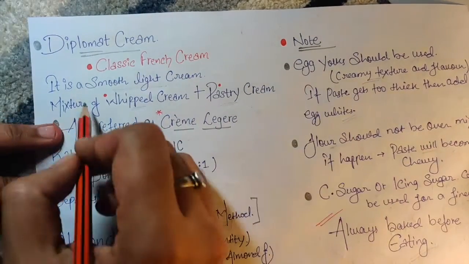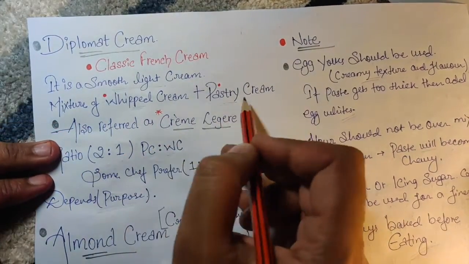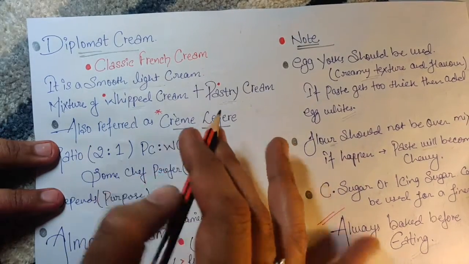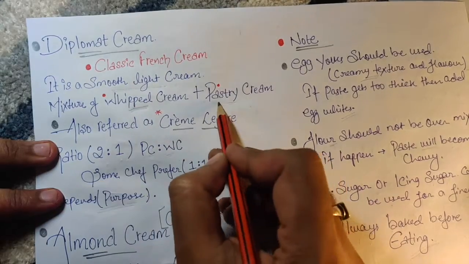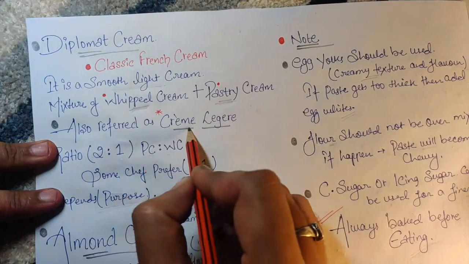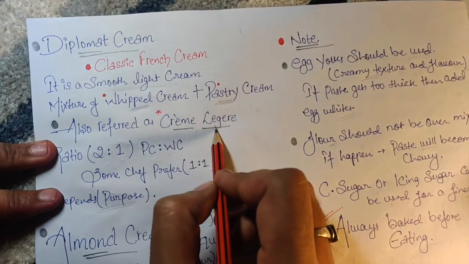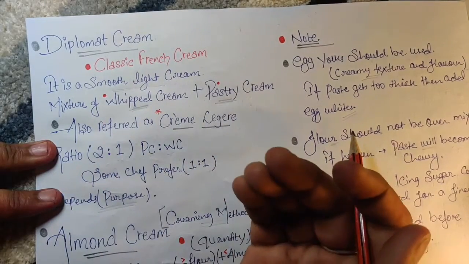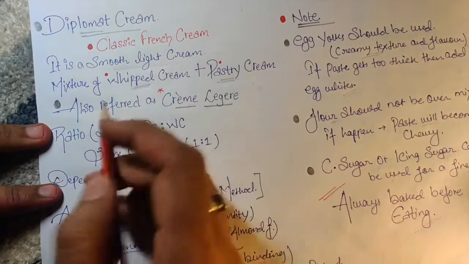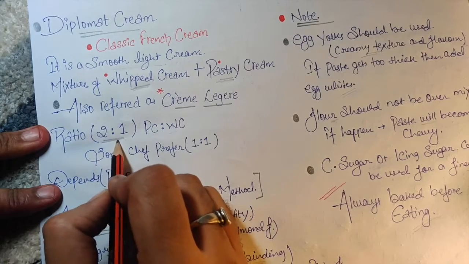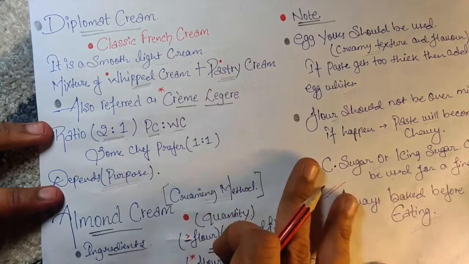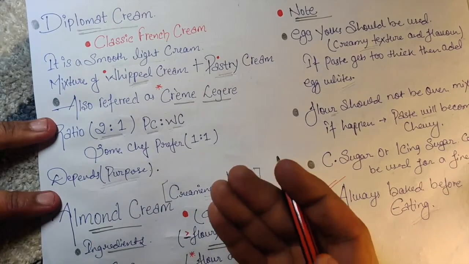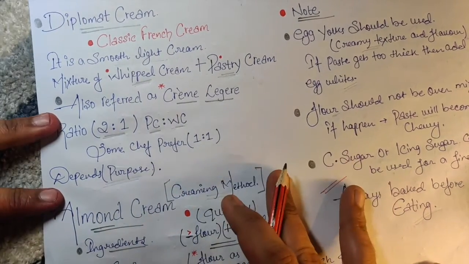Okay, here we go. It's a mixture of whipped cream plus pastry cream. Clear with this? Diplomat is nothing more than whipped cream and pastry cream. It is also referred to as crème legère. This Diplomat cream is also called crème legère. The ratio here is 2:1, pastry cream to whipped cream. Some chefs use 1:1, depending on the purpose you're going to use it for.